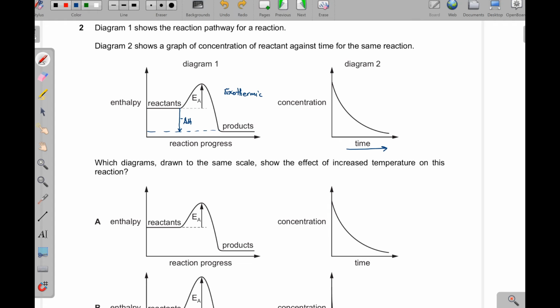Then next they are saying which diagrams drawn to the same scale show the effect of increased temperature on this reaction. Now, when you increase temperature, first of all, the rate of reaction increases because these particles are going to gain energy. So we are going to have many more molecules having energy that is greater or equal to activation energy. So you are going to have more successful collisions. So the rate of reaction increases generally.